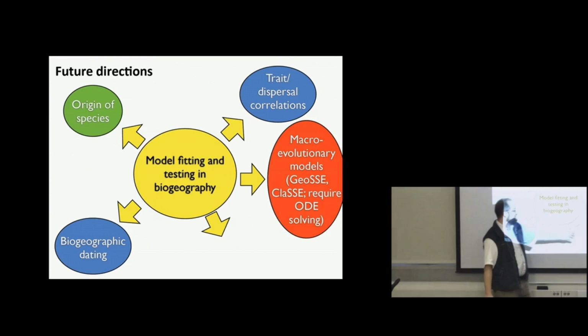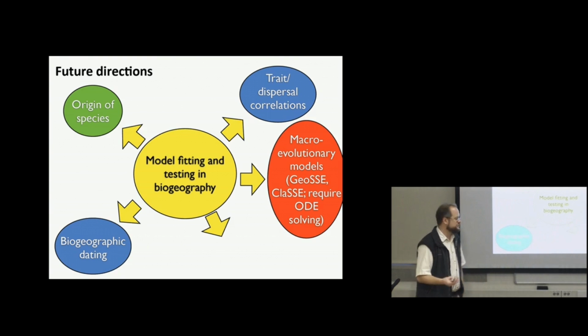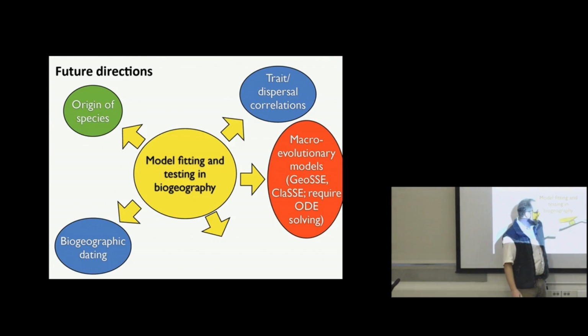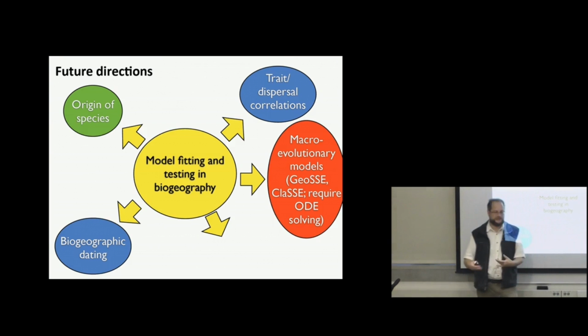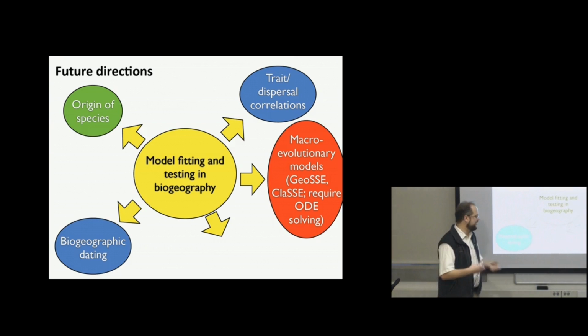One big area that needs to be worked on is macroevolutionary models. I've been assuming that you have a fixed tree where you know all the speciation events. In reality, there's a lot of extinction, and we have a lot of missing speciation events on the tree. There are some models called state speciation extinction models, SSE, that try to take that into account. Really, those should be integrated with the approach I've presented here.